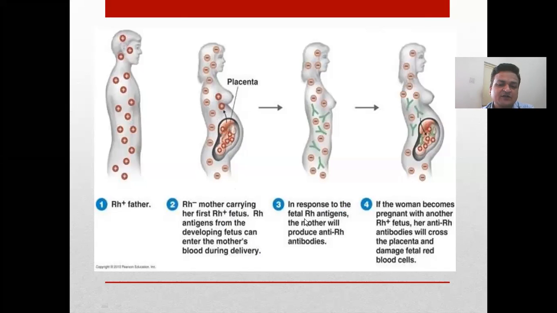In response to the fetal RH antigen, the mother will produce anti-RH antibodies in the body.